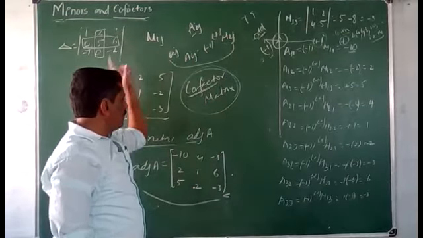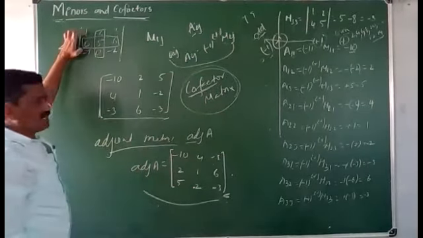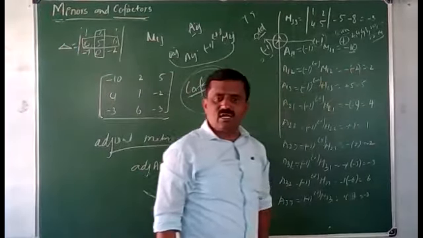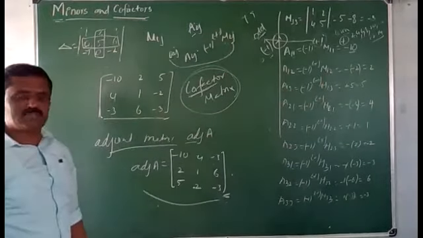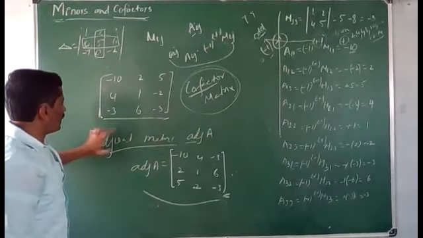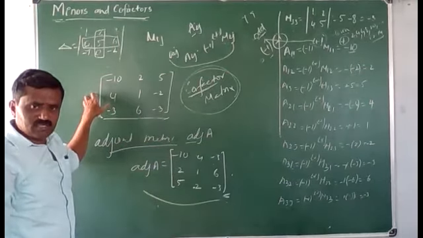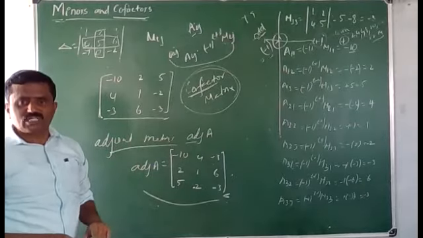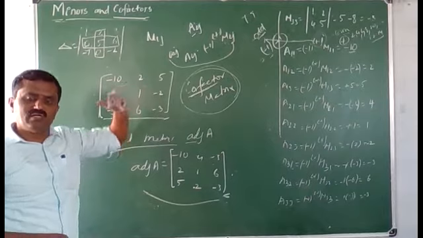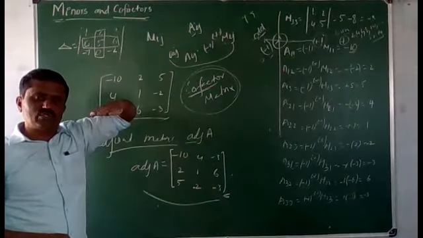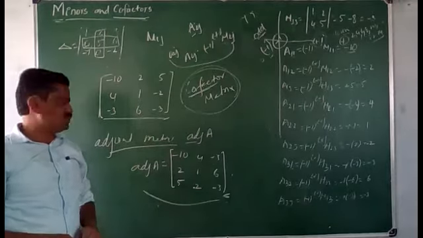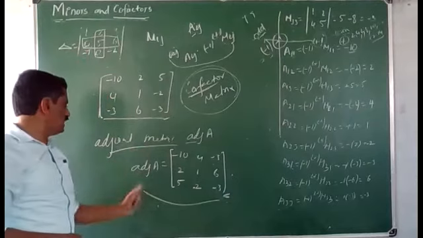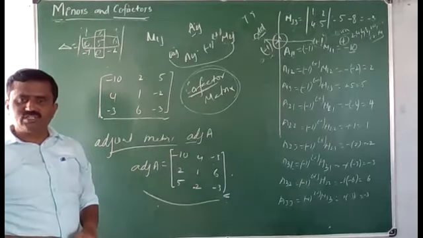So replacing every element by its cofactor, you'll get the cofactor matrix. Now if you take the transpose of this cofactor matrix, what is transpose? Nothing but, as I said in the first chapter, interchanging rows to columns and columns to rows is known as transpose. If you transpose the cofactor matrix, you will get the adjoint matrix.